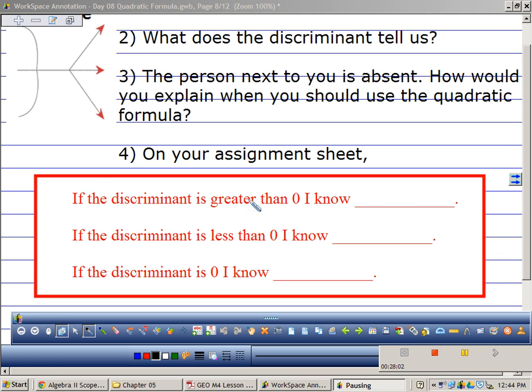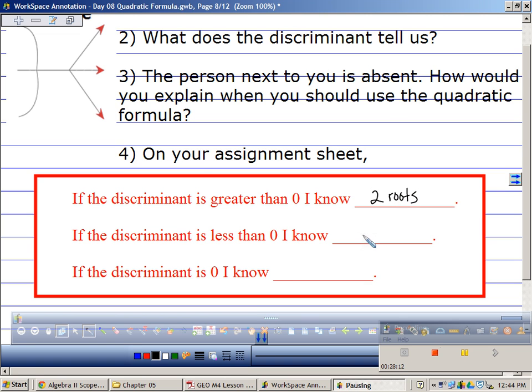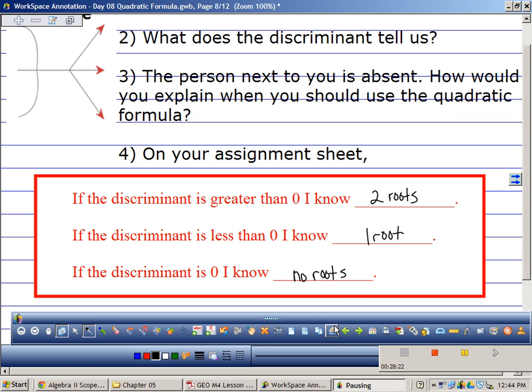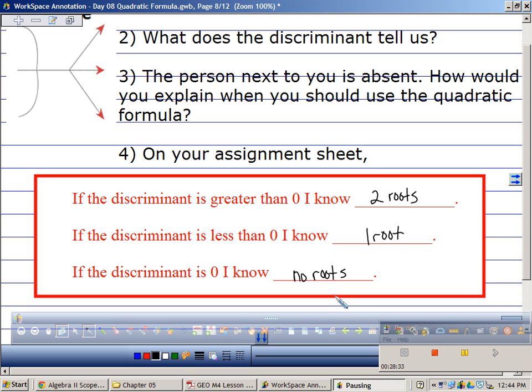Okay, so try and memorize it. If the discriminant is greater than 0, I know what? It has 2 roots. If it's 0, it has 1 root. If it's less than 0, it has no real root. The person next to you is absent. How would you explain when you should use the quadratic formula? How would you explain when you have to use the quadratic formula? If you can't factor, fantastic. Good job.